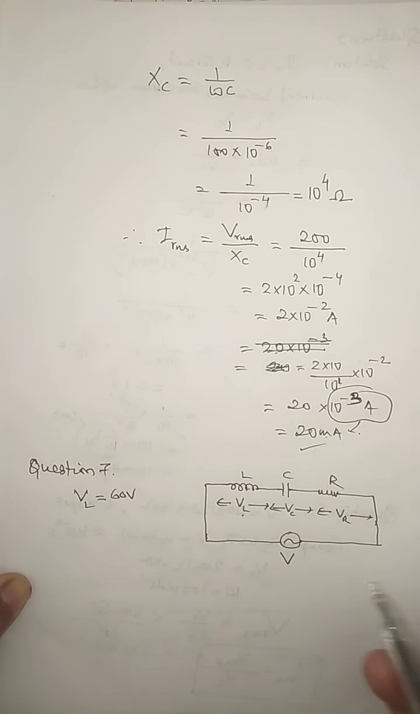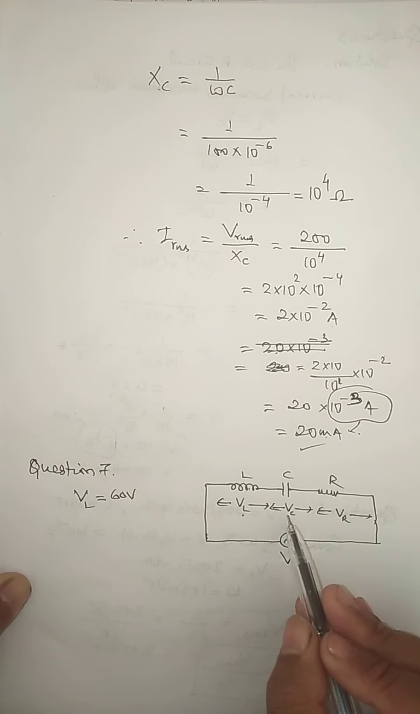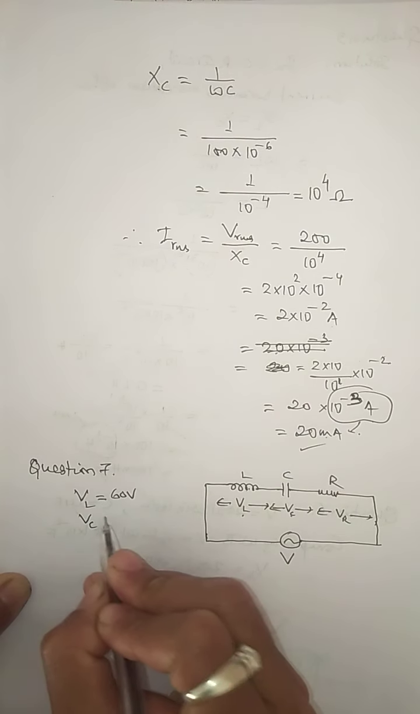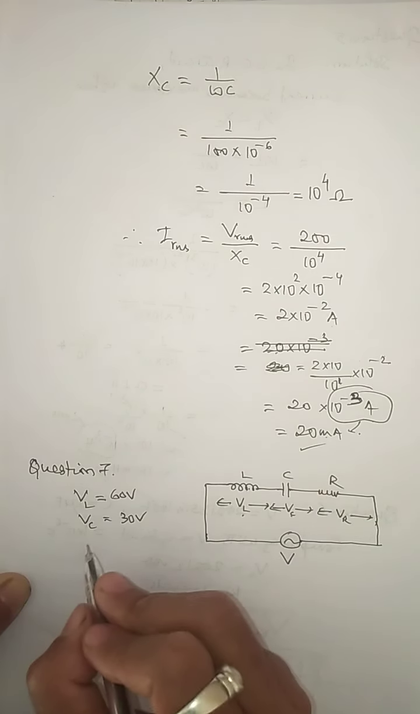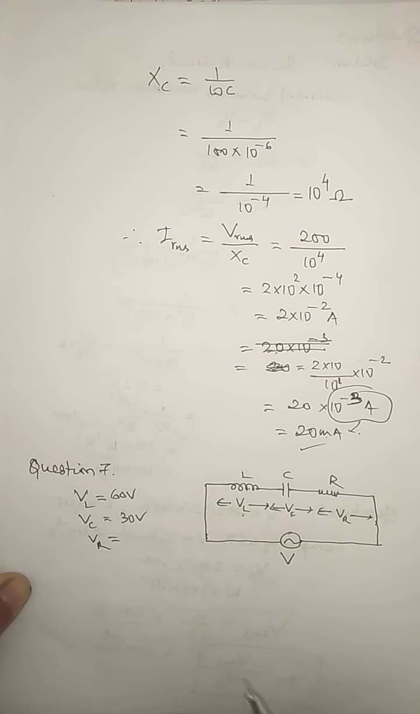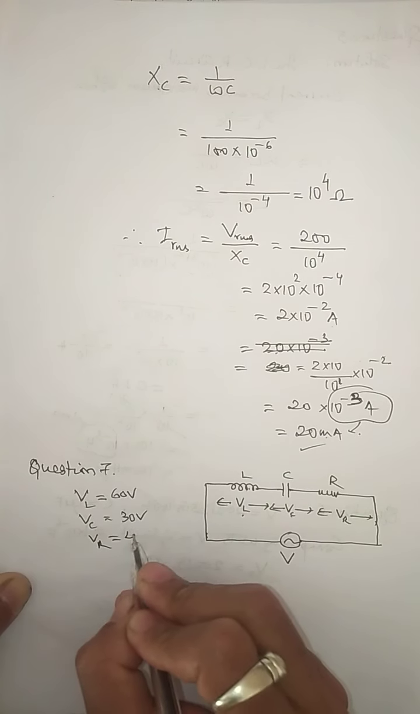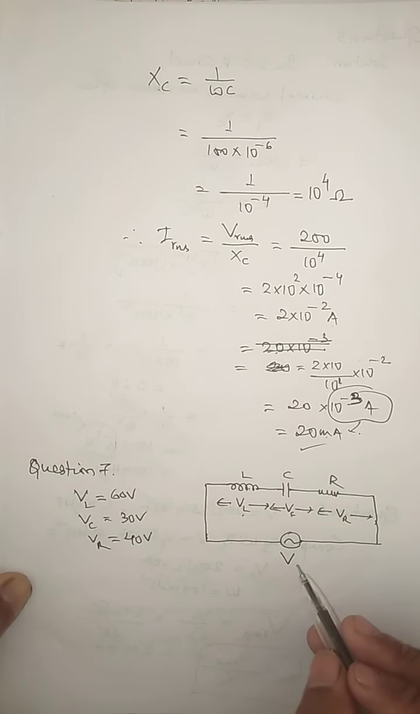Then similarly, the potential difference across the terminals of the capacitor is 30 volt, meaning VC, I have considered VC, that is 30 volt. And lastly, across the resistor having resistance R, that is VR, I have assumed VR, and the voltage given in the question is 40 volt. So what do we need to calculate now? Calculate the supply voltage V of this LCR circuit.